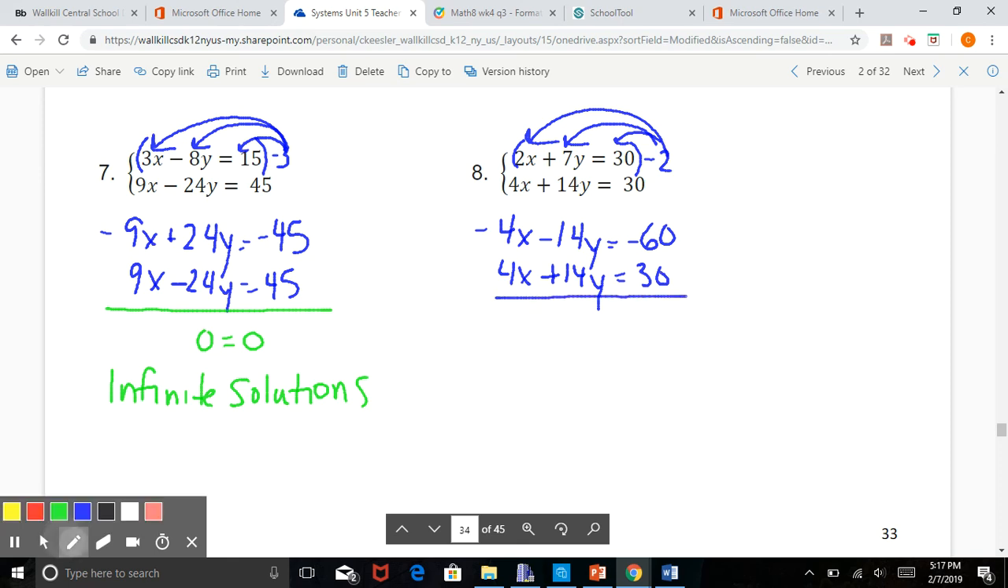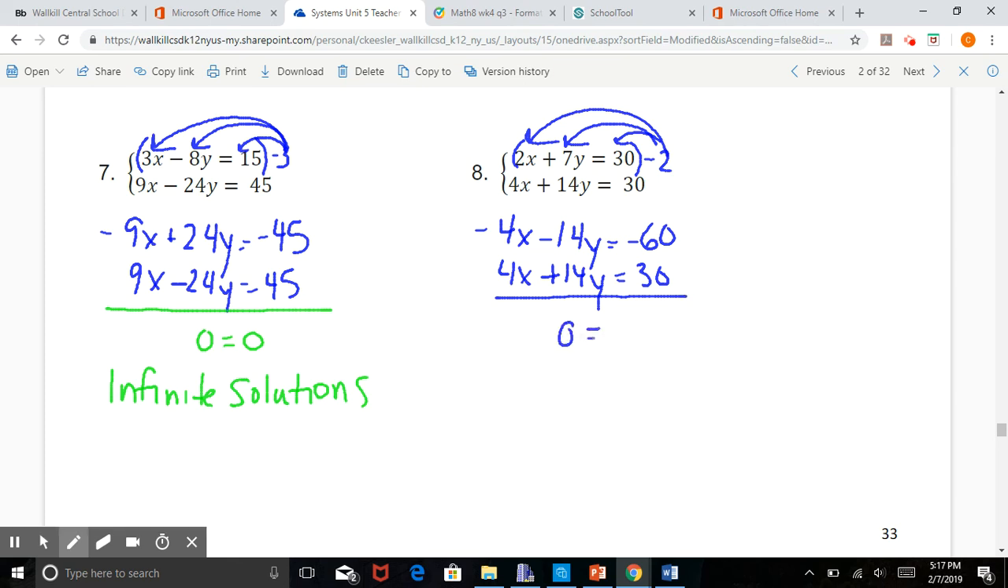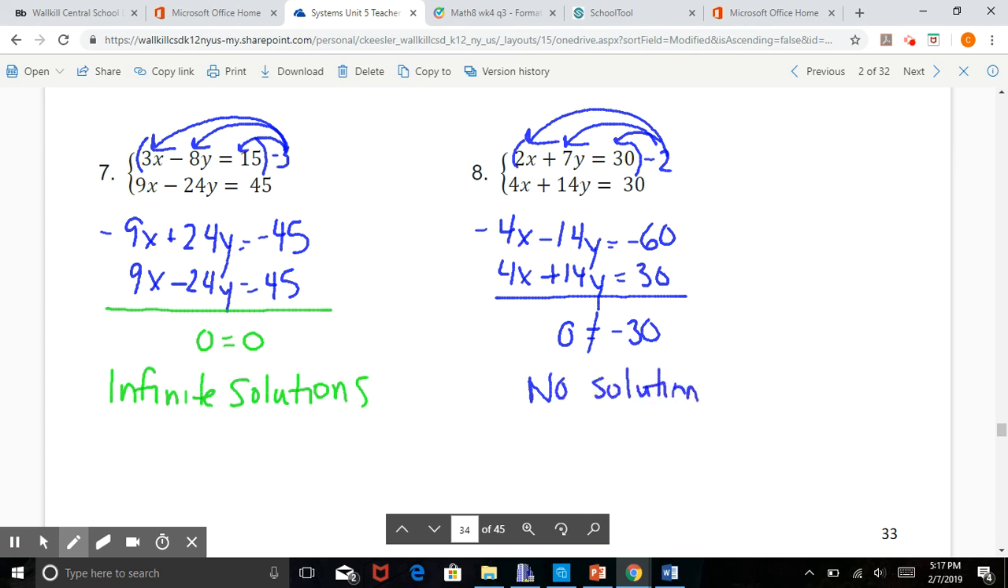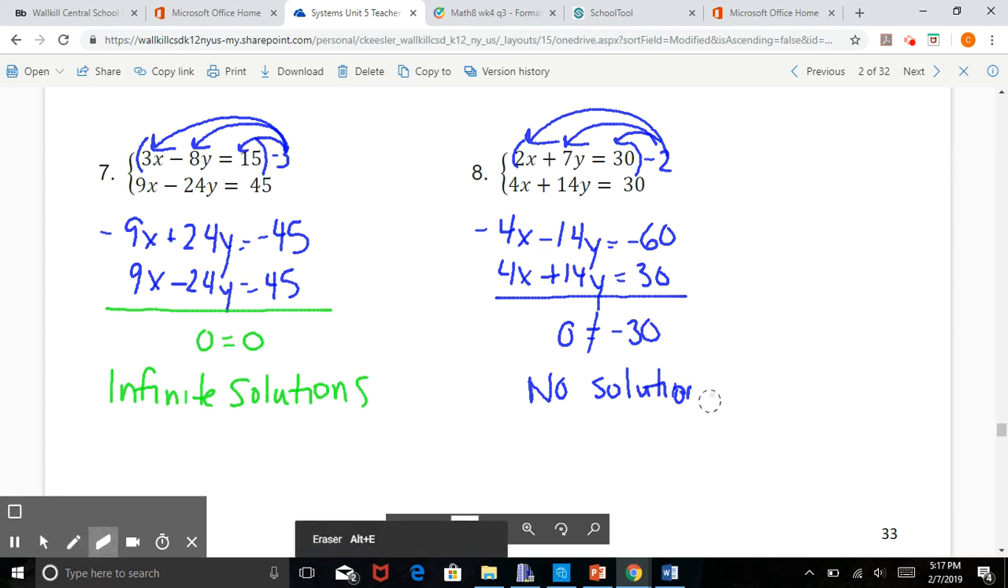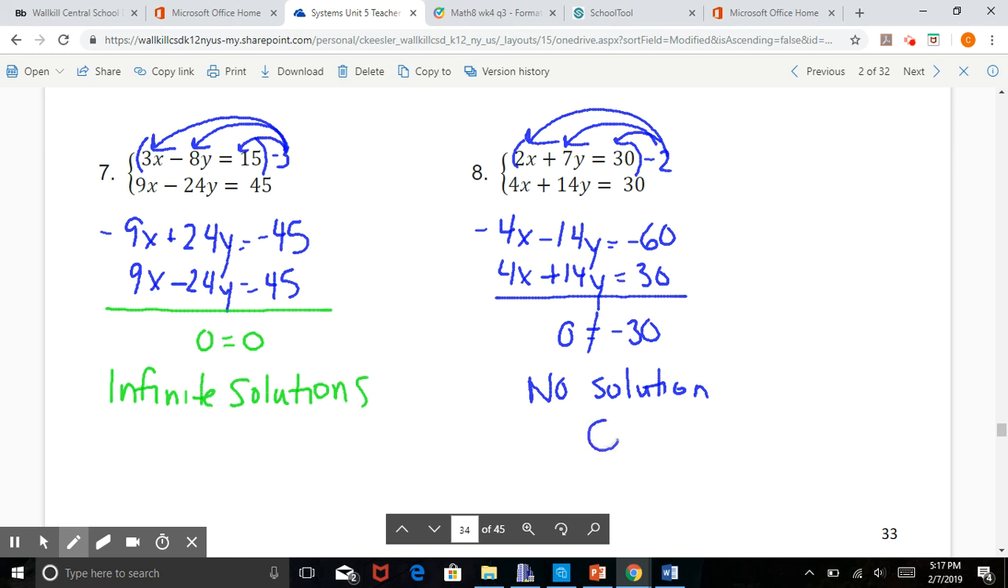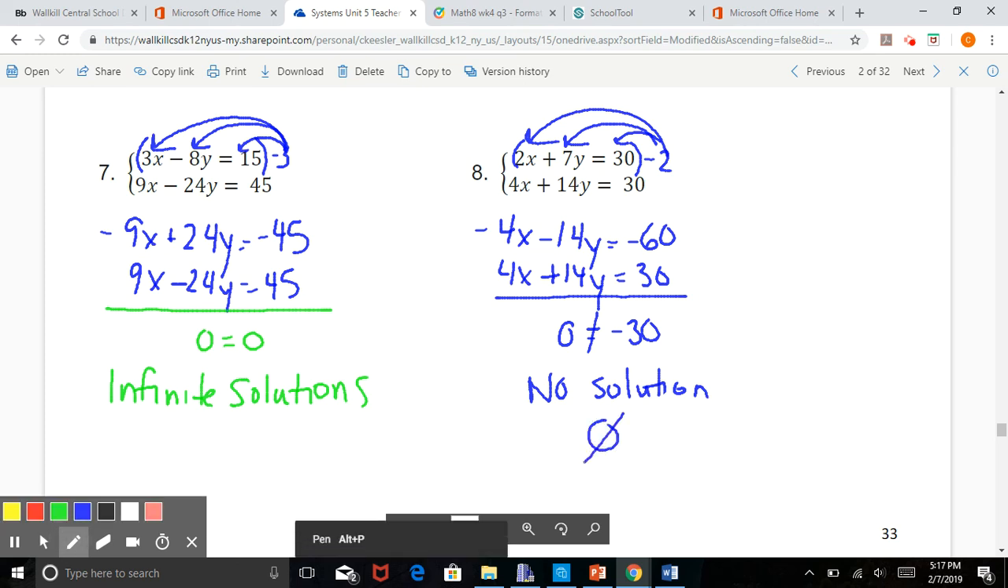So now when I go to solve, the 4x's cancel out and the 14y's cancel out, so I get 0 on this side, but negative 60 plus 30 gives me negative 30. So in this case, 0 does not equal negative 30, so there is no solution. So those two equations are not exactly the same. Their answers are different. Therefore, there is no solution. Symbol for that being a circle with a slash through it. I forgot to draw the infinite symbol before, but I think most of you guys remember that.